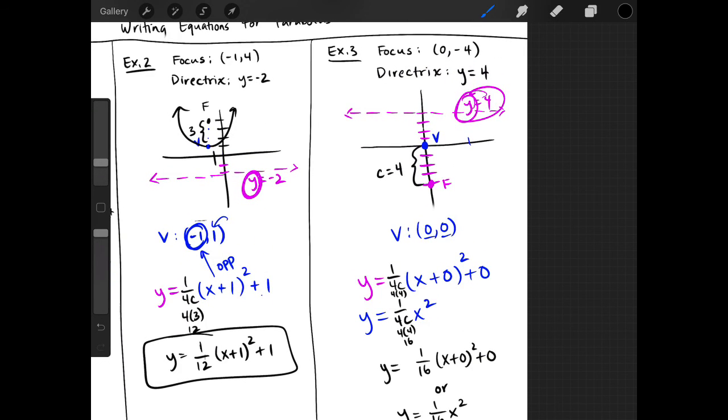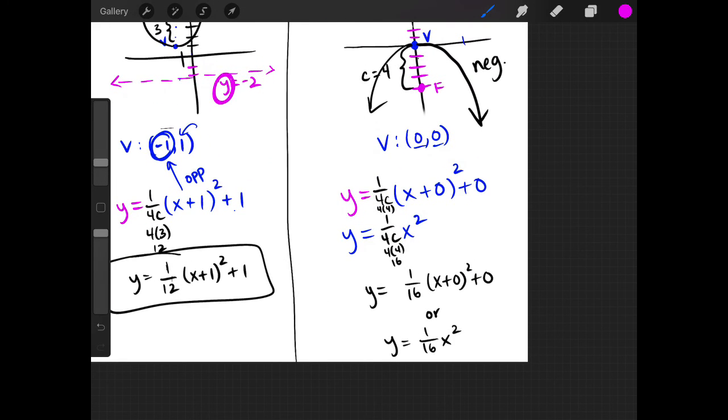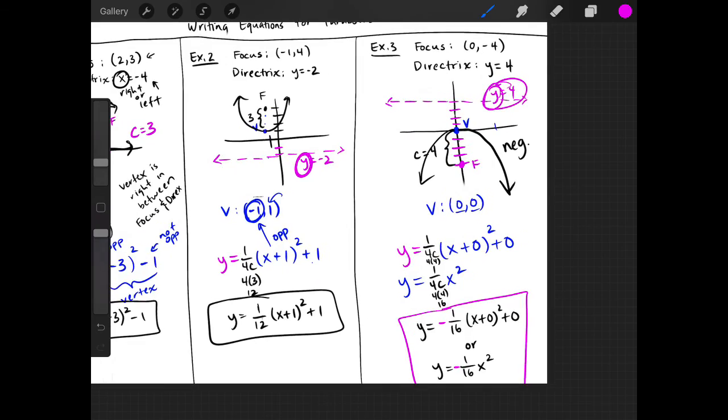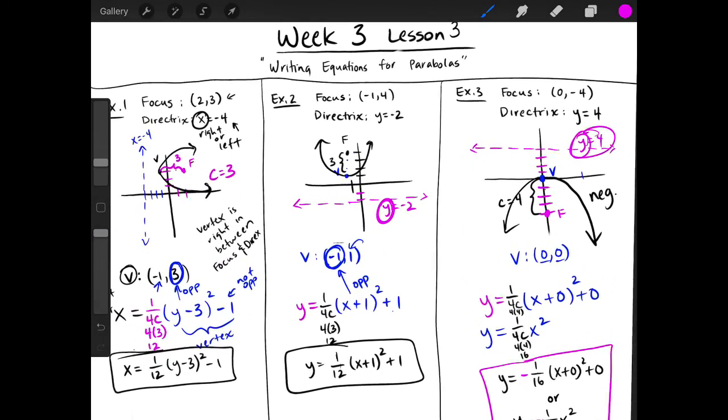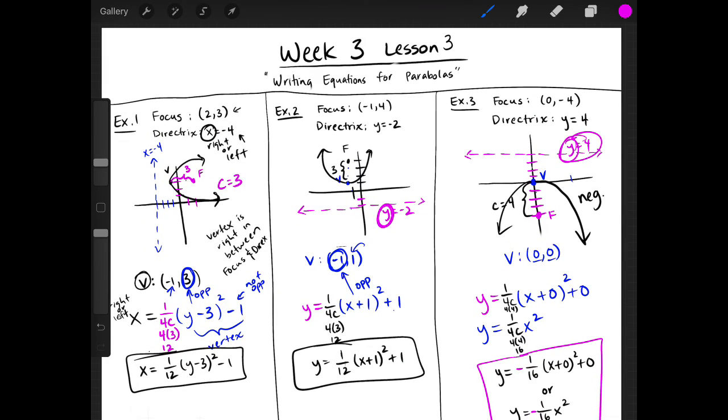Now, we're not done because we have to check this. This parabola would open down, meaning it's a negative graph. So what we have to be sure to add to our equation here is, instead of it just being a positive 1 over 16, that's going to become a negative 1 over 16. That would be the last way to finish that out. That's the equation that matches up with a focus of (0, -4) and a directrix of y equals 4. I've done a few examples there.